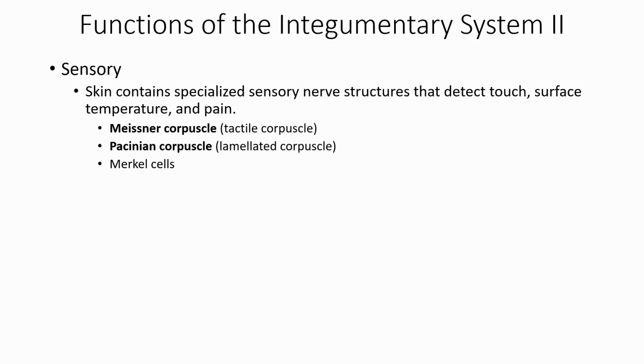Another thing that our integumentary system is responsible for is sensory input. We use our skin to get sensory information about the world around us, right? We have the sense of touch. So is something soft? Is something rough? Is it sharp? Is it bumpy? Is it smooth? We get all that information that way.